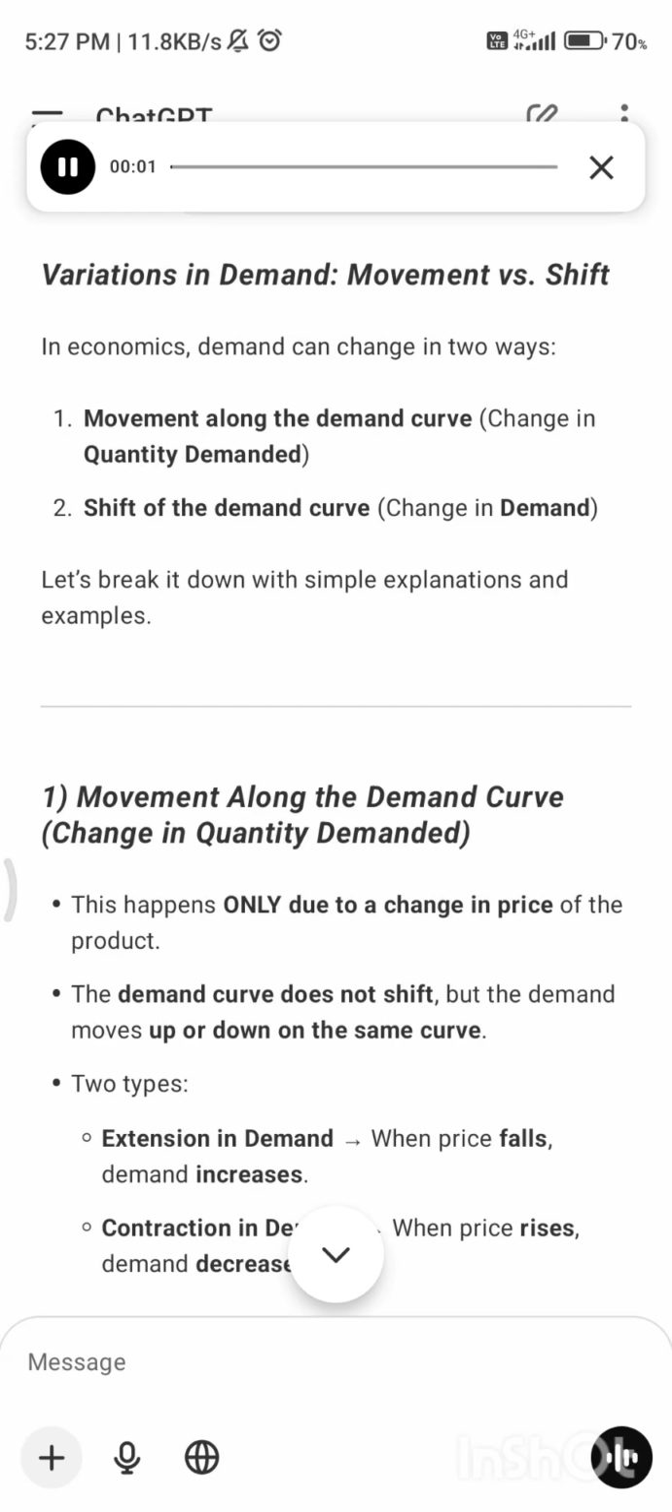Variations in demand, movement versus shift. In economics, demand can change in two ways. 1. Movement along the demand curve, change in quantity demanded. 2. Shift of the demand curve, change in demand. Let's break it down with simple explanations and examples.